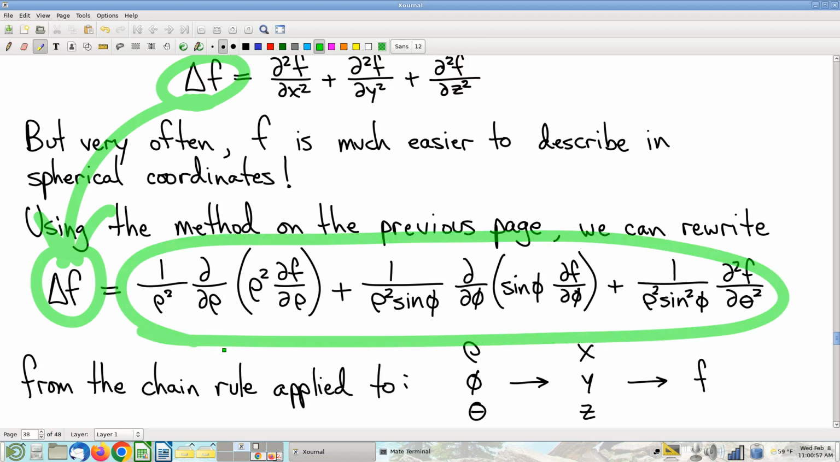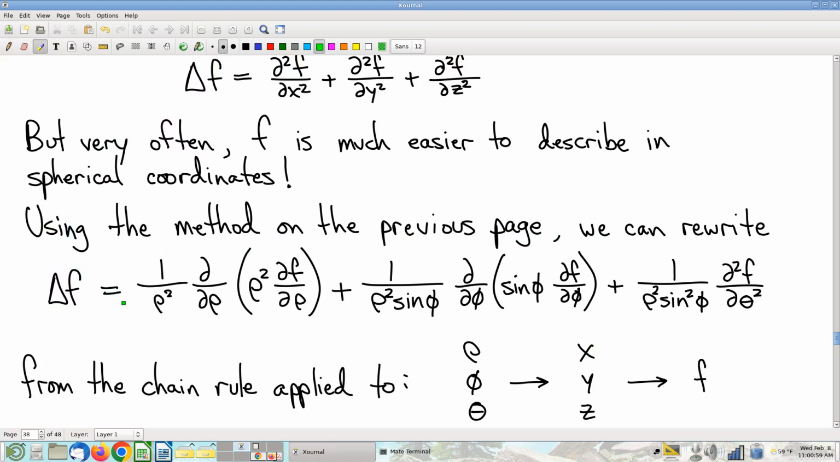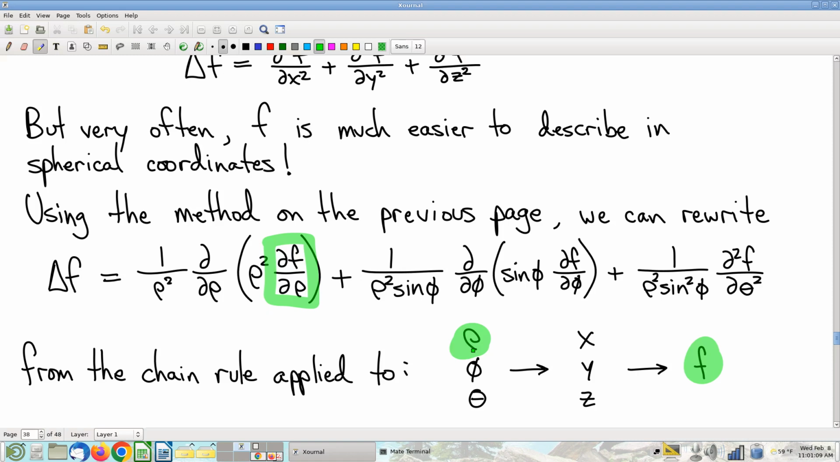And the way you can do this is you can just straight up compute, for example, the partial of f with respect to rho. Here's f, there's rho. In this diagram of variables, we have a composition where f is a function of rectangular, which is a function of spherical, all in the usual way. You can use methods from the previous page to compute that partial. And likewise for this, and likewise, now here you're going to have to compute a second partial with respect to theta.